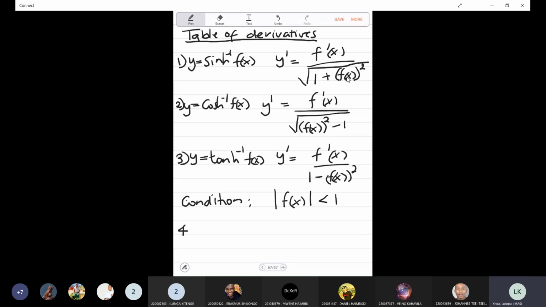Then number 4, if y is hyperbolic sec inverse of f of x, then y prime, in the numerator, we have negative f prime of x, and in the denominator, f of x times the square root of 1 minus f of x squared. So you can see they are pretty similar to the ones with the circular inverse functions, except that the signs are different.